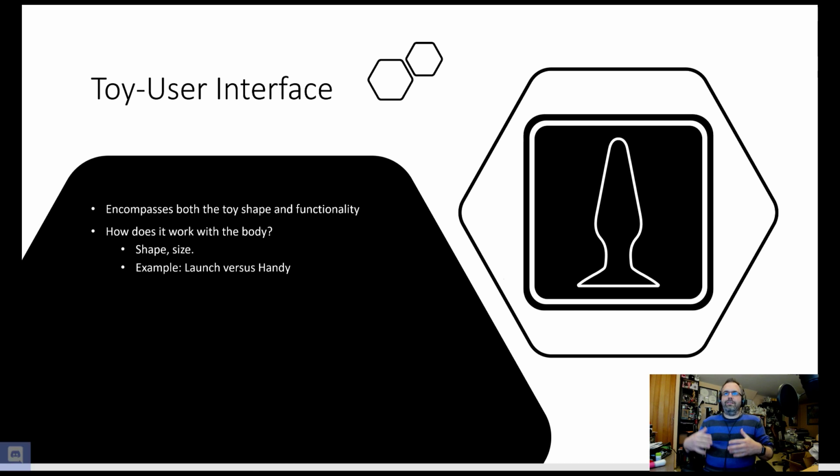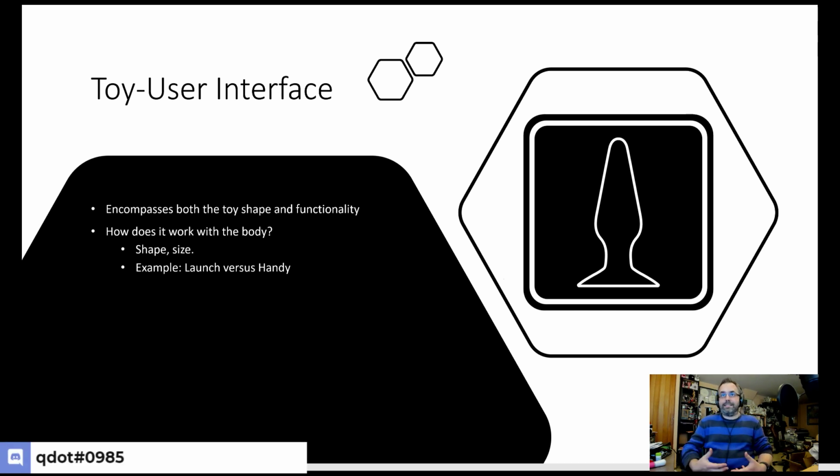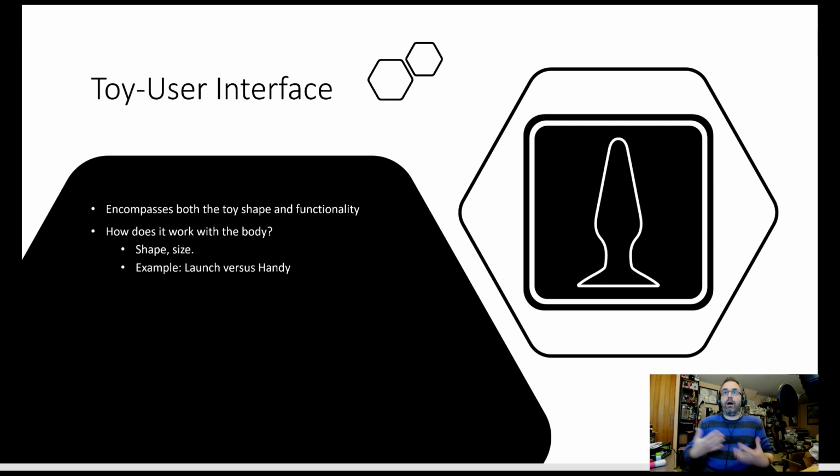And a lot of this is, once again, affordances of the body that is using it. So what is the shape and size of the body? How can that actually change the interaction? Can you get to your keyboard around it if you need to, or use a phone while you're using it? Something like that. The example I'll use here is, once again, the Launch versus a toy called the Handy.